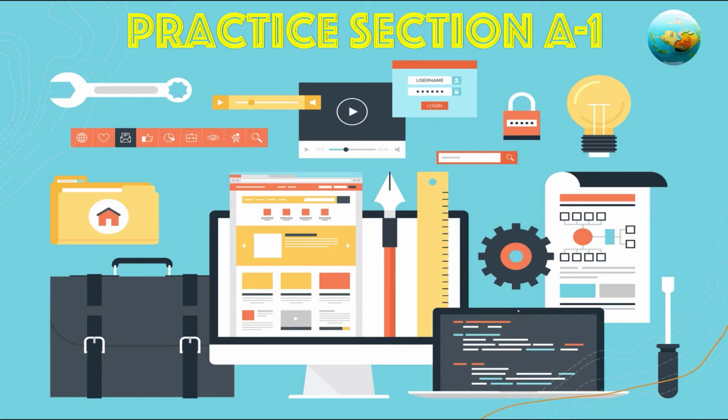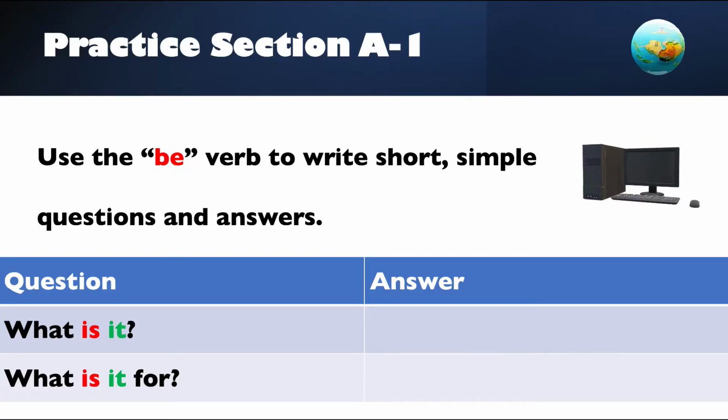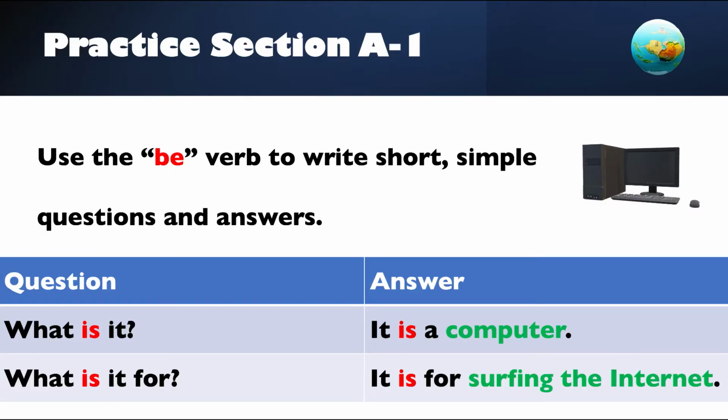Yes, so let's look at practicing in section A1 some of that. So you have the table. Use be verb to write short, simple questions and answers. For example, you write the simple question, what is it? And what is it for? And then if you have a picture like the computer, you would write, it is a computer. It is for surfing the internet.